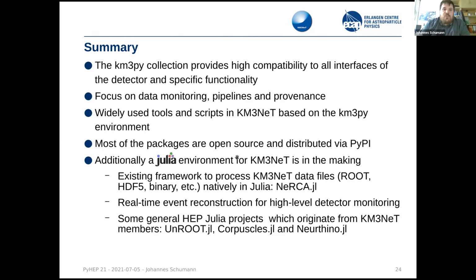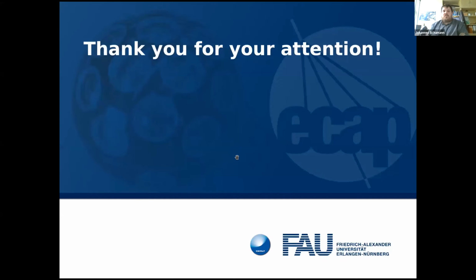So, for example, UpROOT.jl, which provides native root file reading. It's at a very early stage, not with so many features as uproot, but we're on the way. And Corpuscles.jl is a particle property lookup and PDGID lookup package. And for neutrino oscillation probabilities, we have Neutrino.jl. And with that, I would say thank you for your attention.